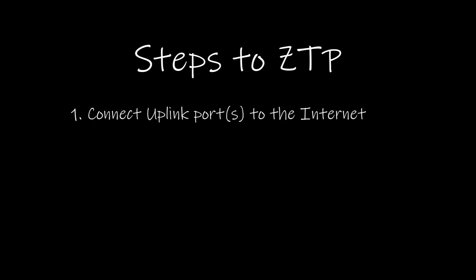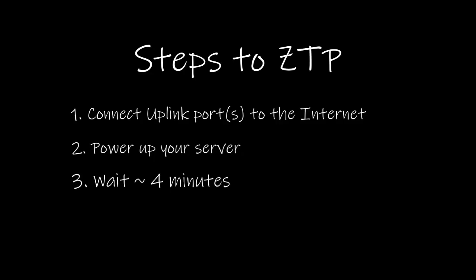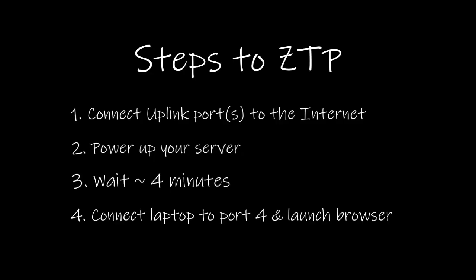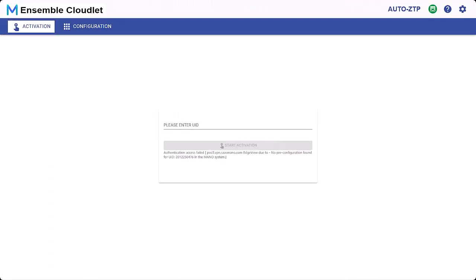To ZTP your Cloudlet node, connect your uplink port or ports to the internet, power up your server, and wait about 4 minutes. Then connect your laptop Ethernet to port 4 and launch your browser. You probably want to disable the laptop Wi-Fi to make sure it's using the wired port. When your browser comes up, you'll probably see a screen like this. If you see another screen, click on a button titled Enter UID Manually, and it'll bring you here.